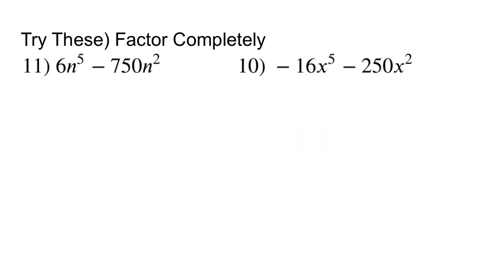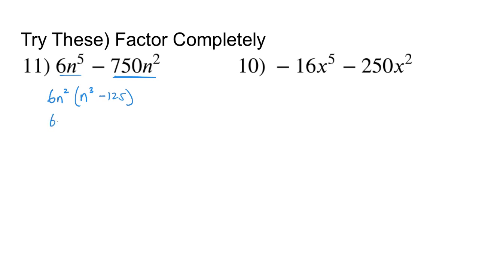So 6n to the 5th minus 750n squared. This is what I was talking about. Make sure you look for the GCF first. Is there something that you can divide into both of those things? Yes, there is. You can divide a 6n to the second power into both of those. So when you do that, you'll be left with n, not m, n to the third minus 125.